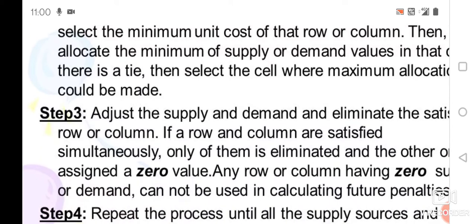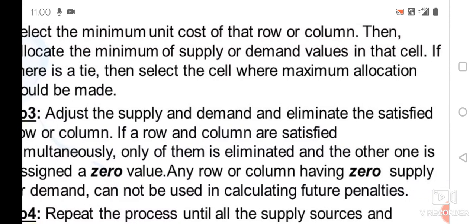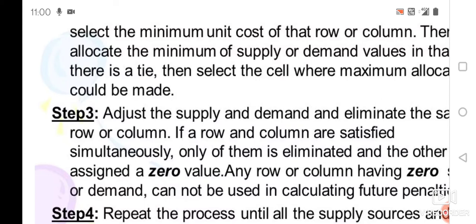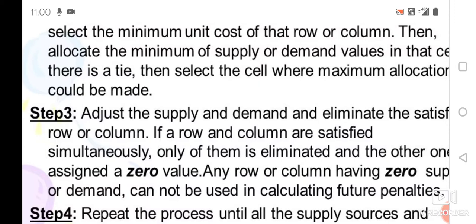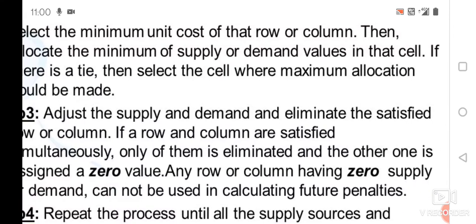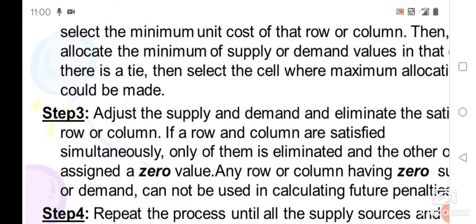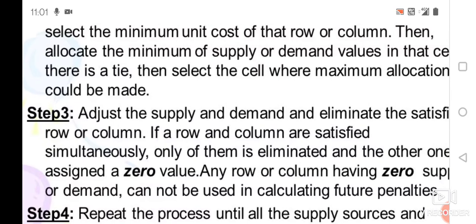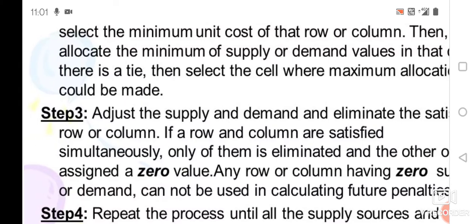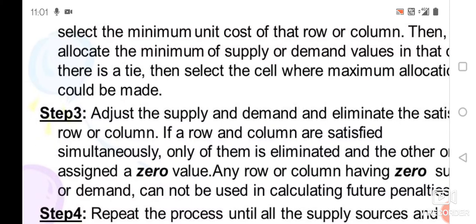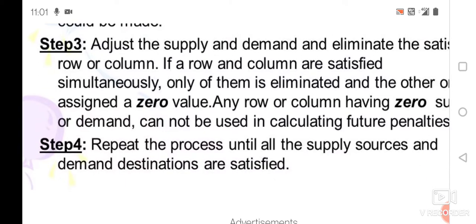And third step, adjust the supply and demand and eliminate the satisfied row or column. If a row and column are satisfied simultaneously, only one of them is eliminated and the other one is assigned a zero value. Any row or column having zero supply or demand cannot be used. Then calculate future penalties. And last, repeat the process until all the supply sources and demand destinations are satisfied.